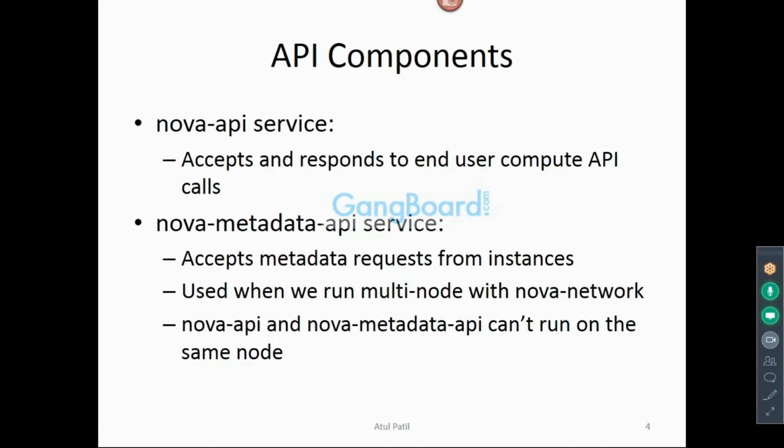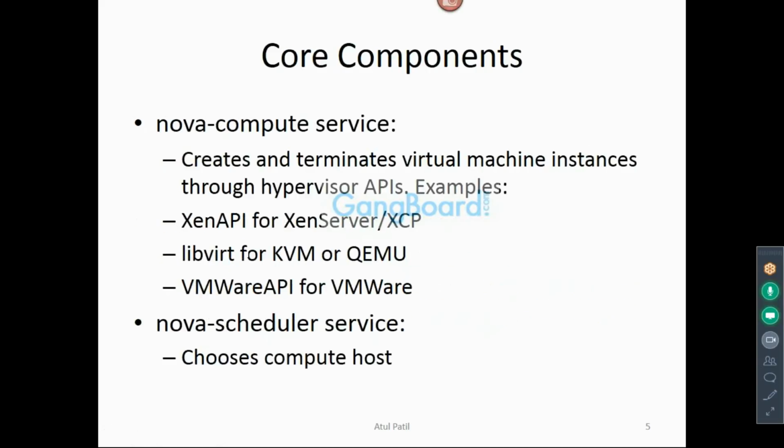So Nova Compute Service is one more service inside of your Nova. It creates and terminates virtual machine instances through the hypervisor API, for example Xen API, libvirt KVM or VMware. It's basically used for the hypervisor.